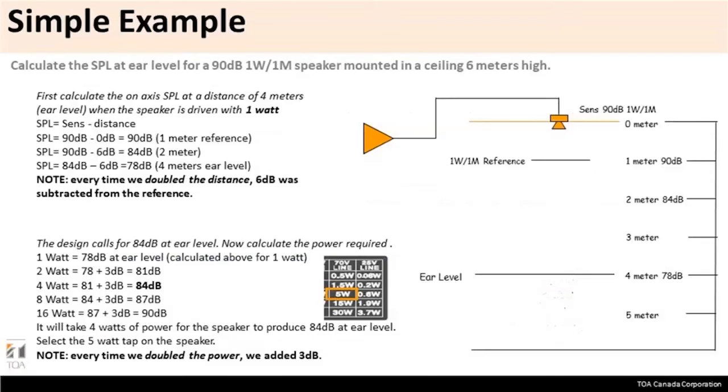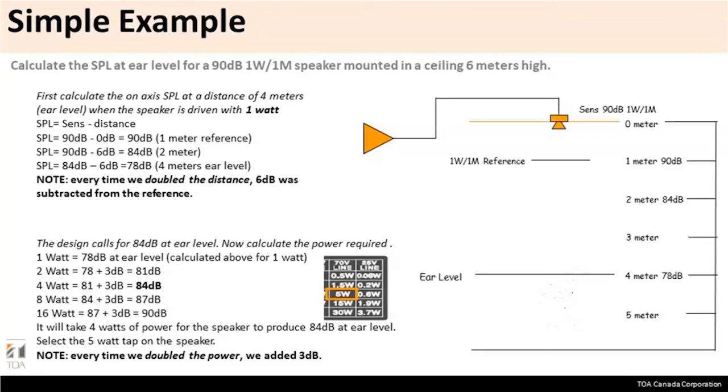Okay, so I've already discussed this, but just in pictorial form, it's going to be very useful. So if you guys want to take a screenshot, feel free to do that. Like I said, the first example is 1 watt, 1 meter reference at 90 dB. At 2 meter, it becomes 84 dB. At 4 meter, it becomes 78 dB. And it keeps on decreasing as you go away from the speaker source, right?